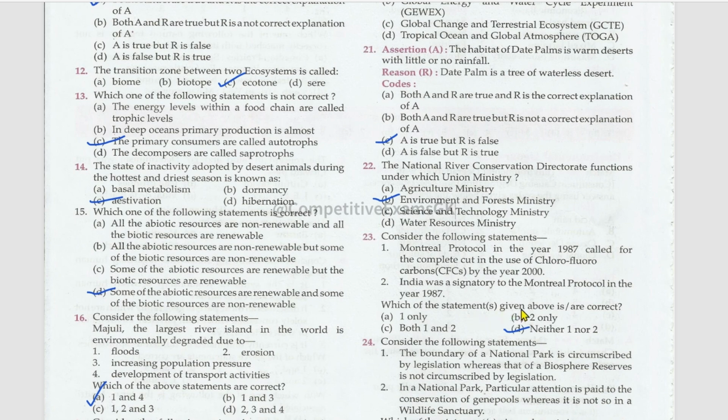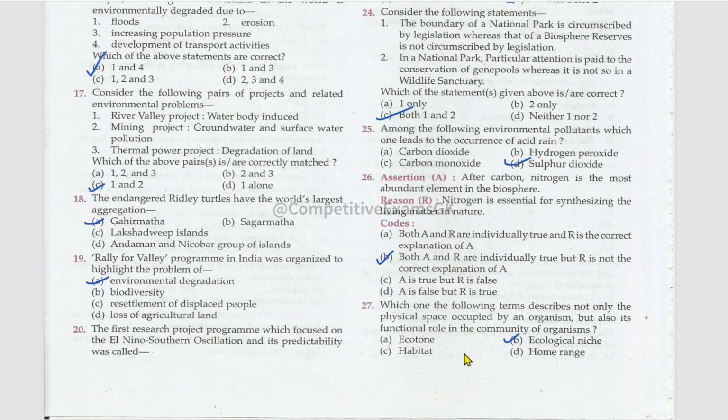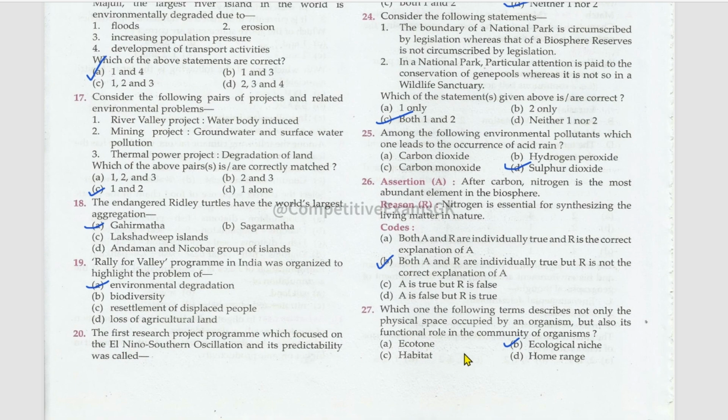Consider the following statements. Which of the above statements is or are correct? Montreal Protocol in the year 1987 called for the complete cut in the use of CFCs by the year 2000. False. India was signatory to the Montreal Protocol in the year 1987. No, false. When did India join the Montreal Protocol? Mention that in the comments. Recently, the Montreal Protocol meeting happened in which place? And where is the headquarters of it? Mention that also in the comments.